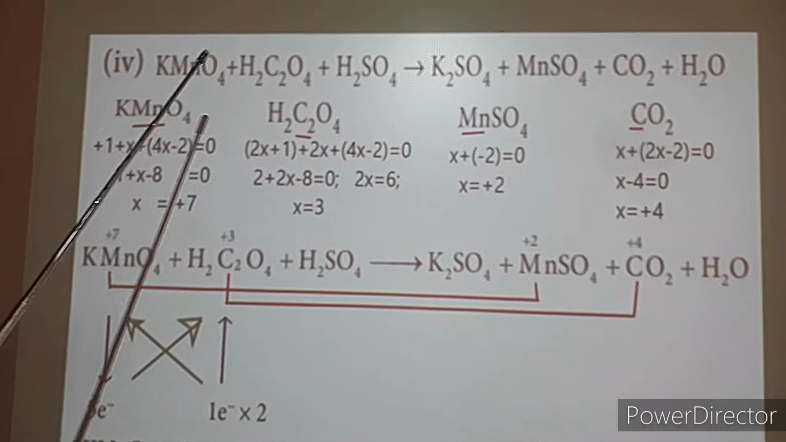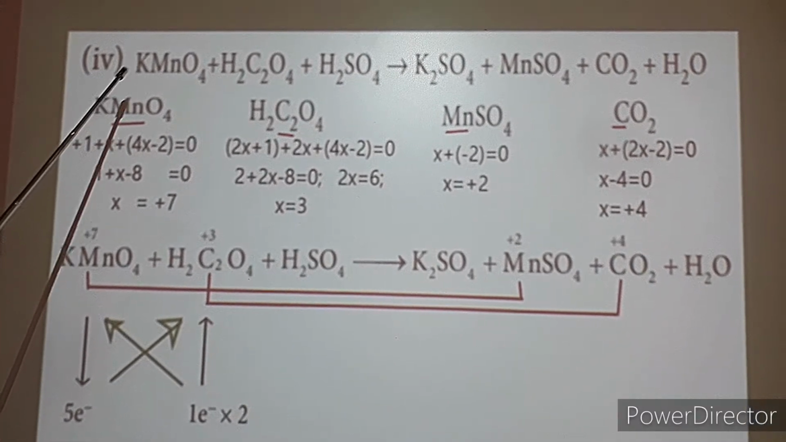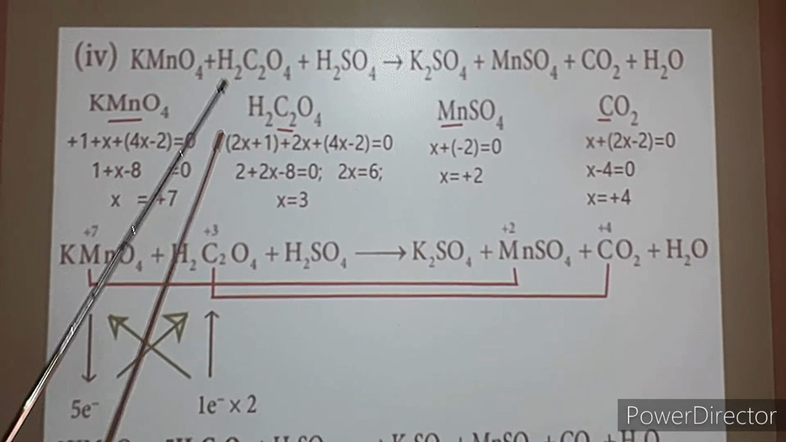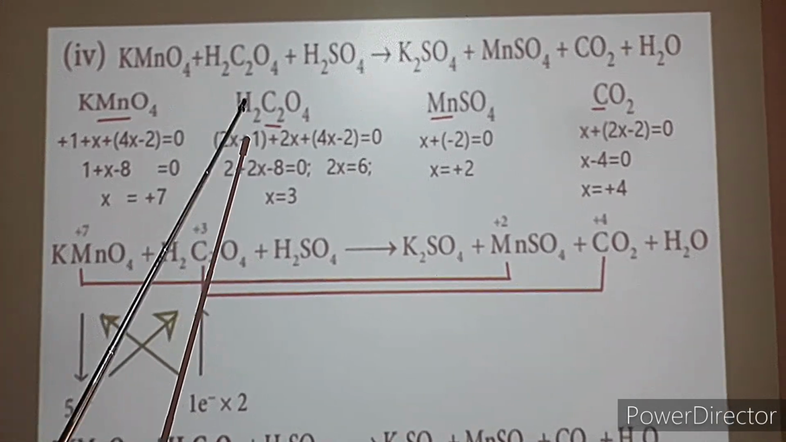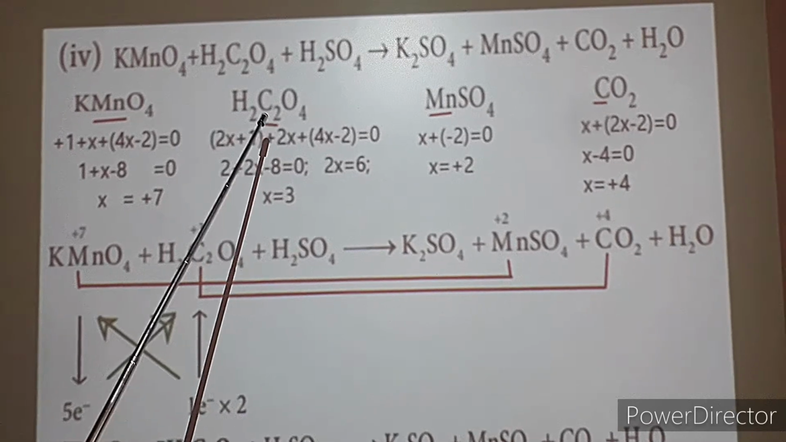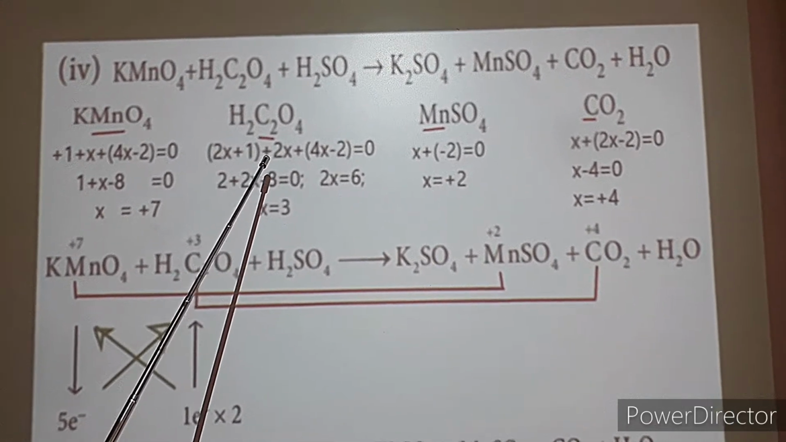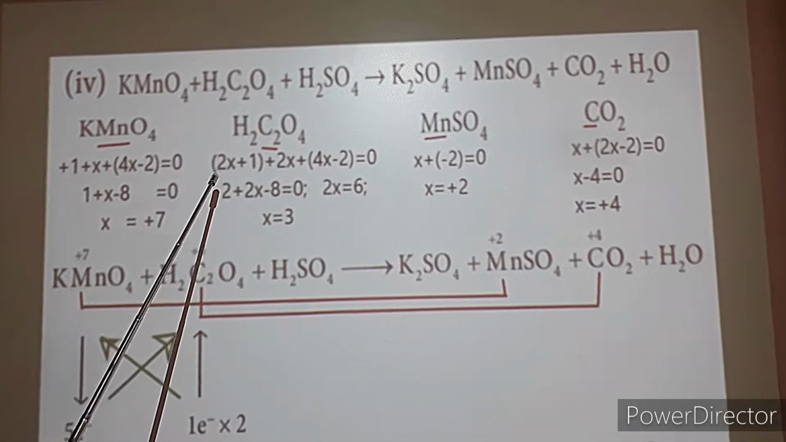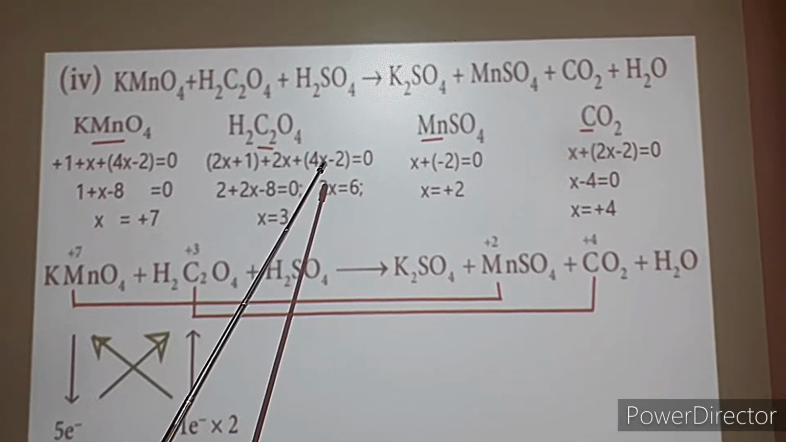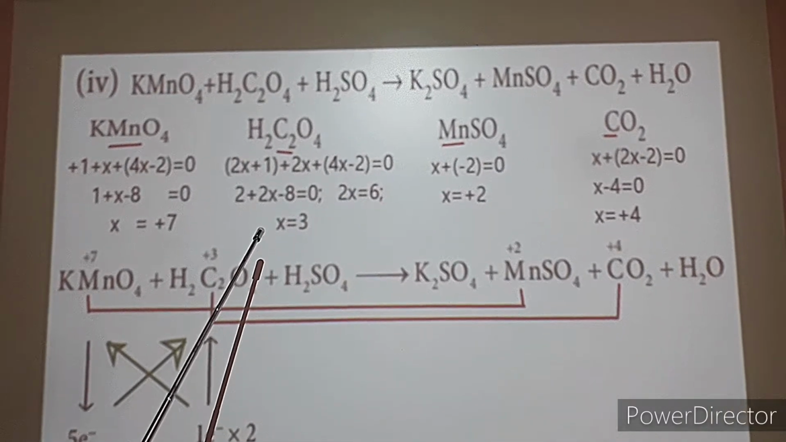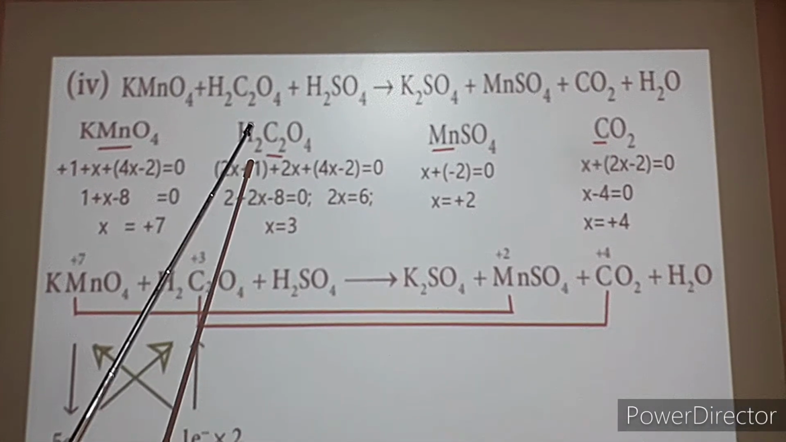Then the fourth one, KMnO4. Find out the manganese oxidation number, plus 7. We already know very well this equation. Then this is oxalic acid. In this oxalic acid we have to find out the oxidation number of carbon by X. How many carbon is there? 2X, so 2X, and 2 hydrogen, 2 into plus 1, and 4 into minus 2 equal to 0. It is a molecule, so put it equal to 0. Afterward, after calculating we get the X value 3 for carbon.